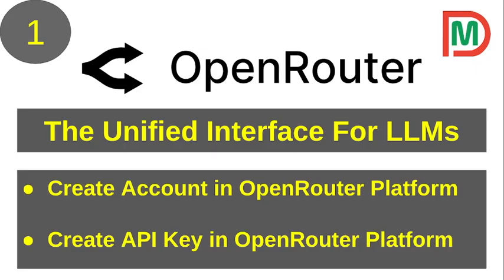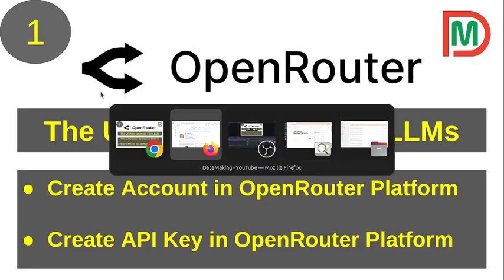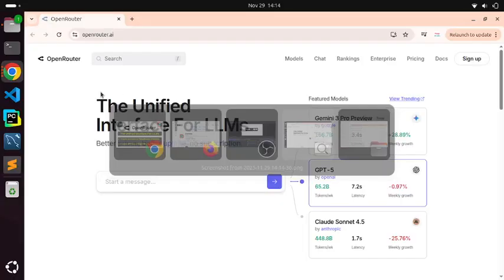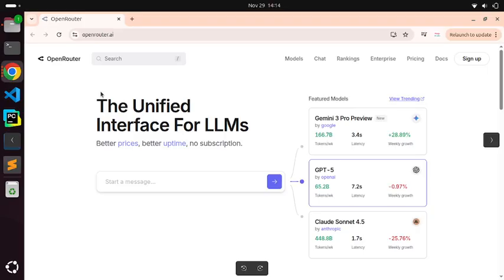So I'm going to talk about this platform, how to create an account on the OpenRouter platform, and how to create the API key, so that using this API key you can interact with the different LLM models available through OpenRouter. I already created the account and API keys, and I took all the information as screenshots. I'm going to walk through this, since I cannot go and create a new account again.